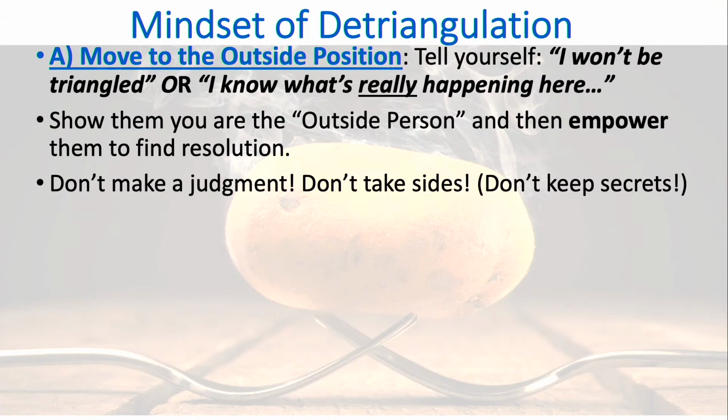A, move to the outside position. You can tell yourself things like, oh, I'm not going to be triangled. I know what's really happening here. They're distressed, and I'm experiencing distress because I'm catching their anxiety. But it's not my job to fix it necessarily. It's their job. I'm an outsider. They're an insider. I'm going to try not to take sides. Instead, I'm going to try and be an anxiety dampener.